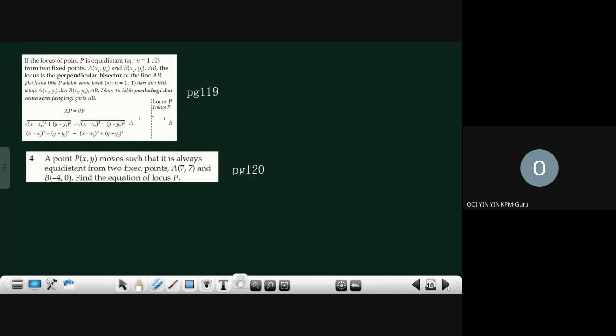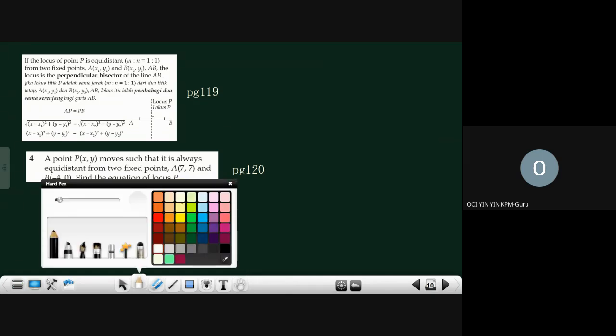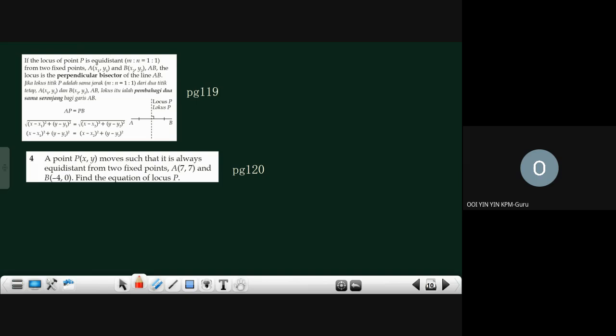Okay, come here. Next. I give you the page here, and now we want to find number 4 here. Now this is another situation. If the locus of a point is equidistant, this word equidistant means that you see you have a point A here and your point B here. Equidistant means your locus will move in the middle.